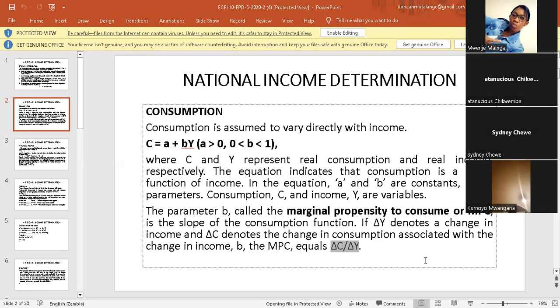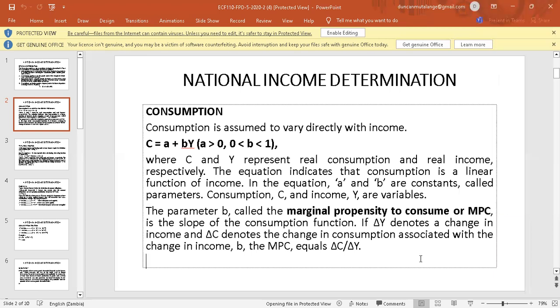So you can pick any 2 points and then you can calculate the gradient the normal way. Okay. Yeah, so like in this case, Mr. Duncan, if we were to calculate the MPC or the MPS, how do you go about it using these figures? According to the question, what is the value of the MPC and the value of MPS? So how do you compute now using the figures?